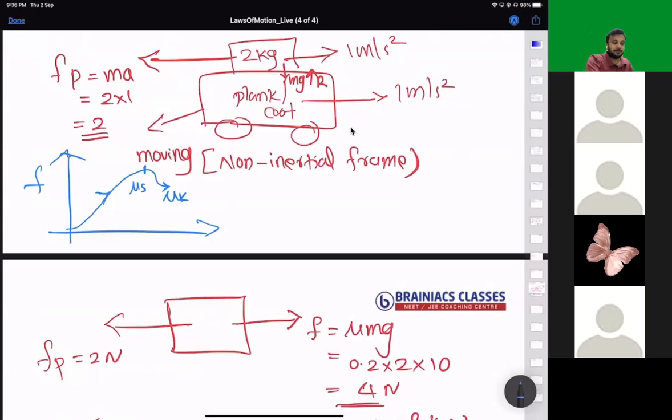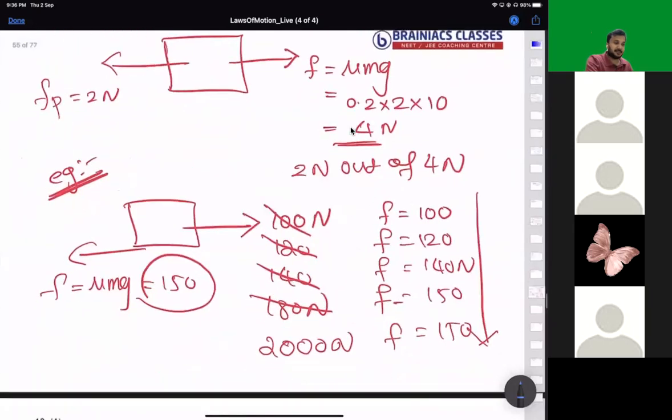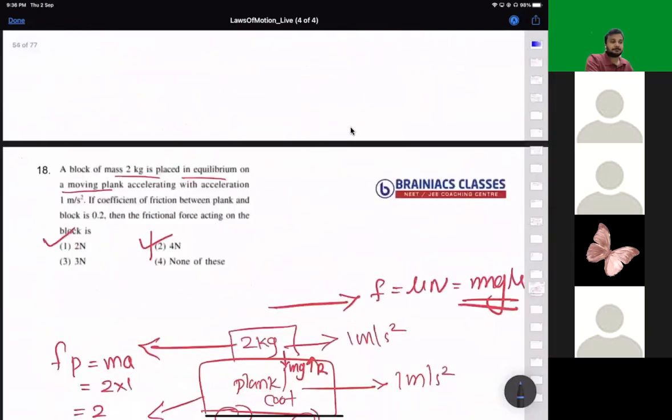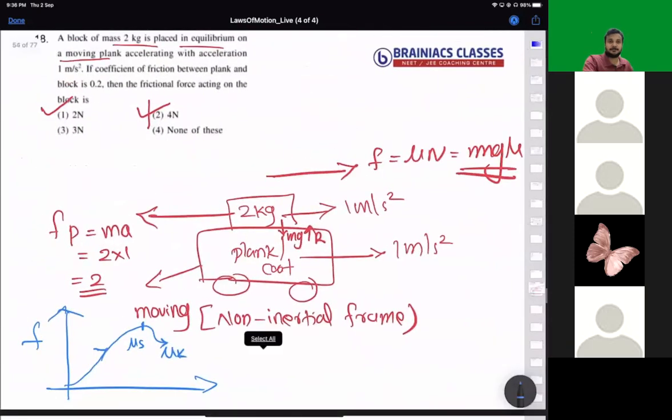Understood, everybody? This is a diagram from the NCERT textbook. I am only sticking to NCERT, not going even a single sentence beyond this. Everybody clear with this one? Yes, sir. Okay. Any doubt you have? No, sir.